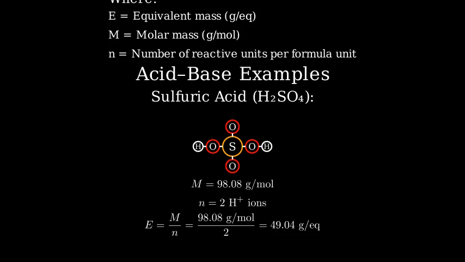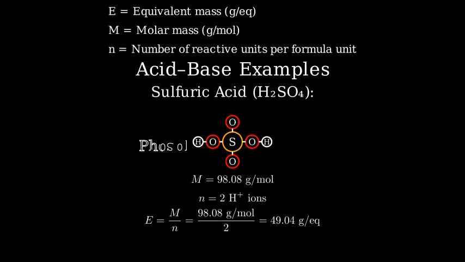Let's look at phosphoric acid, H3PO4, as another example. The molar mass m is 98.00 grams per mole. Since phosphoric acid can donate up to 3 hydrogen ions, n equals 3. Therefore, the equivalent mass is 98.00 divided by 3, which equals approximately 32.67 grams per equivalent.